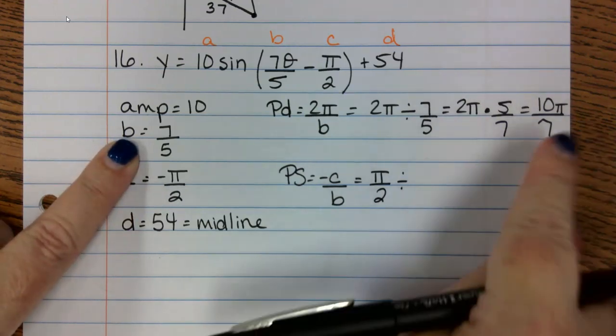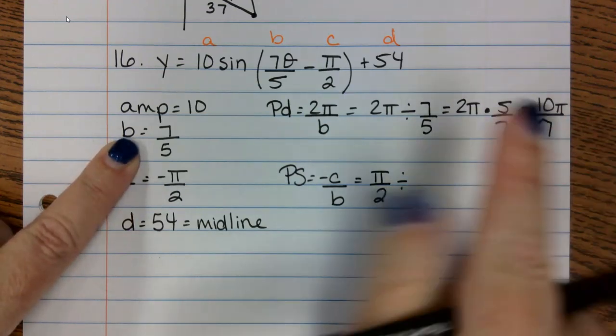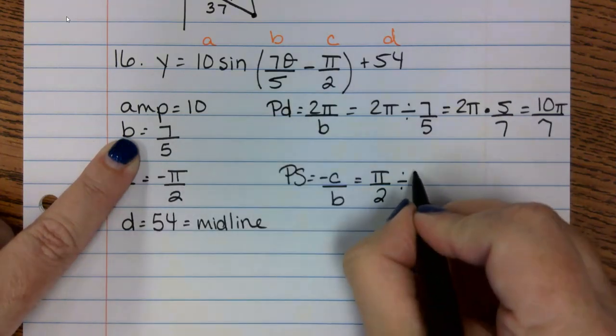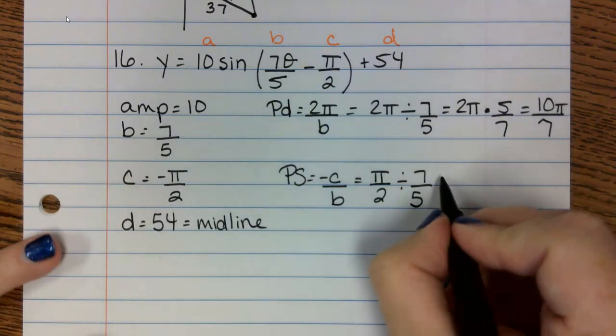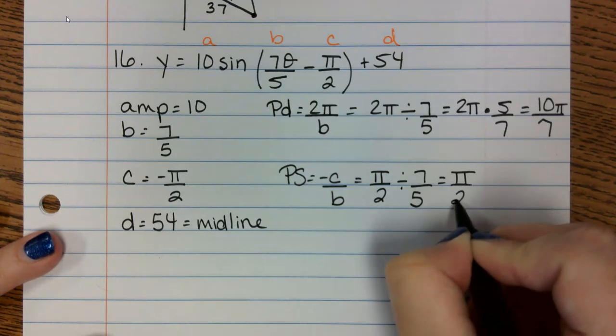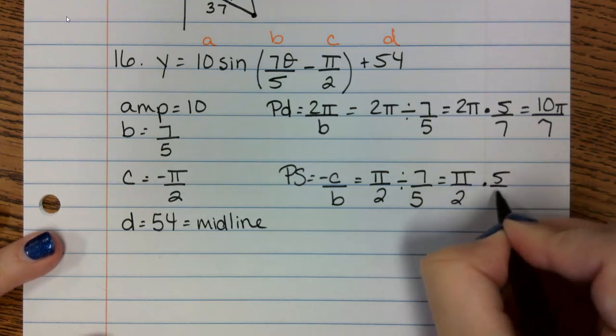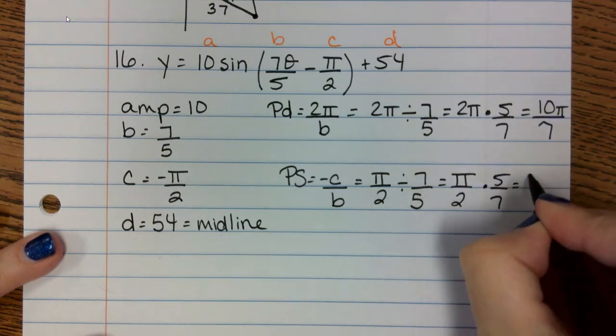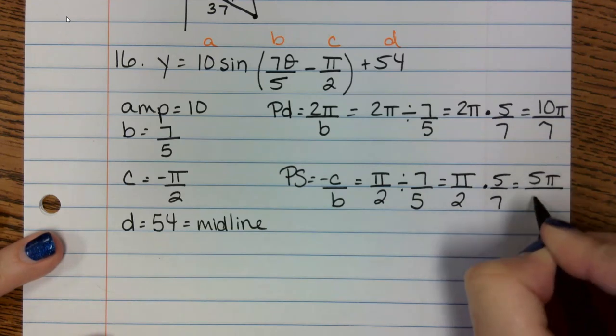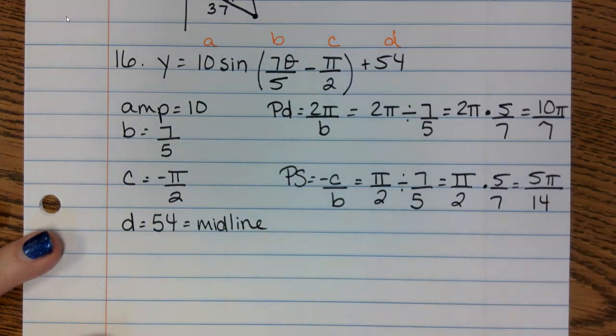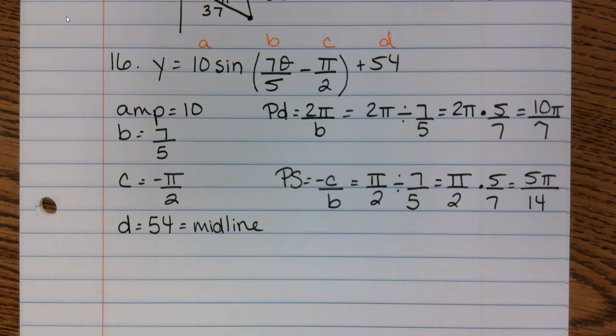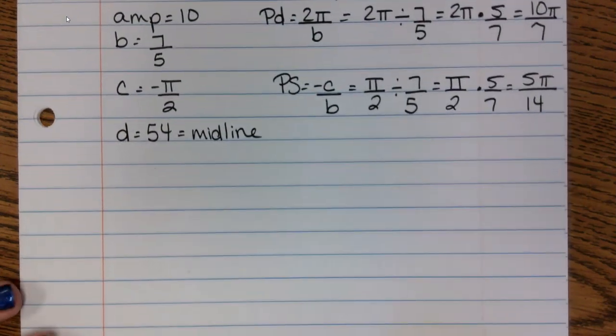I'm not picking up period. Stop picking up period. Pick up B. And we're going to do keep, change, and flip. So we get 5 pi over 14. Okay, that is it. Please stop making this a little extra.